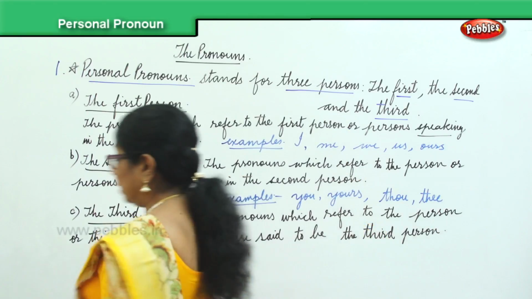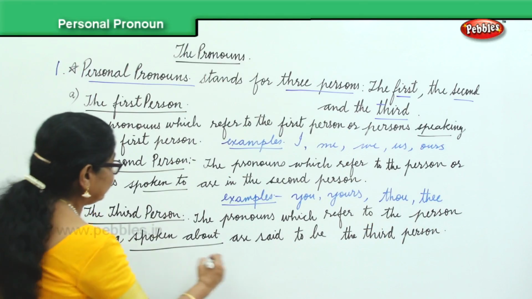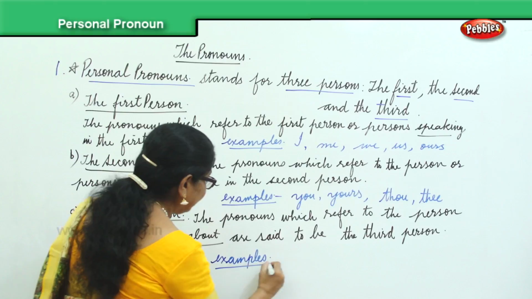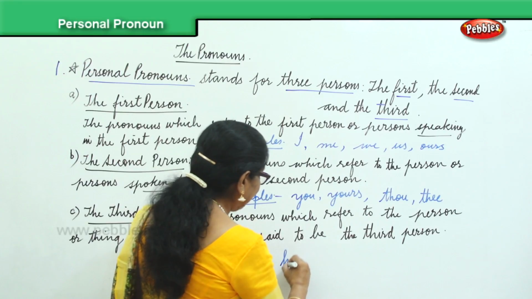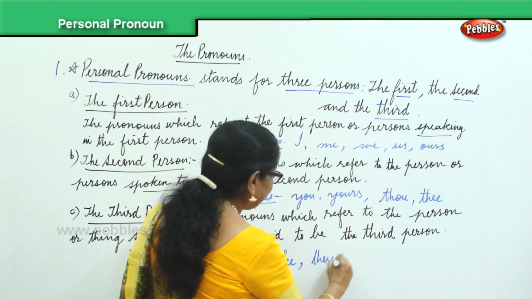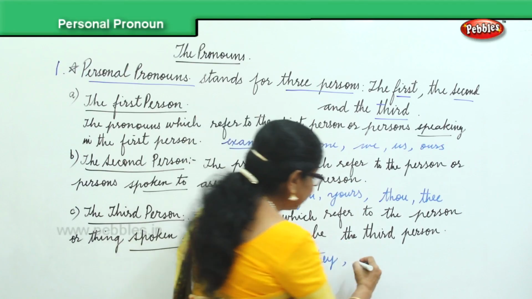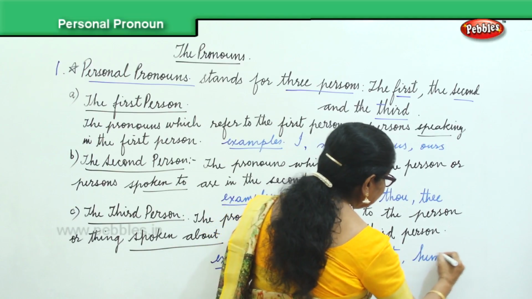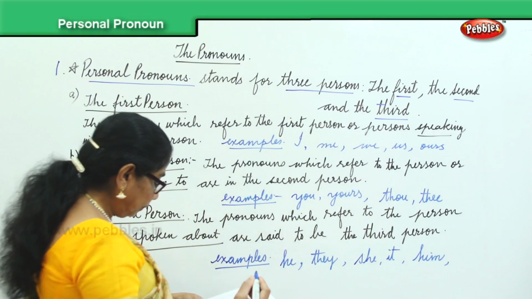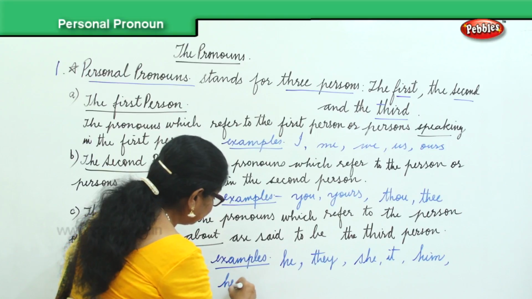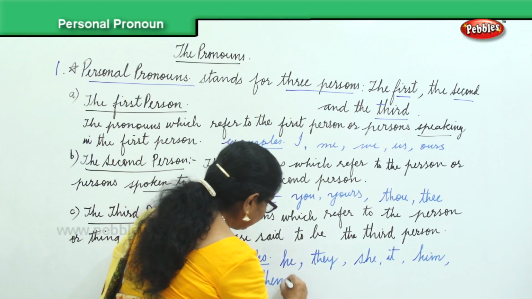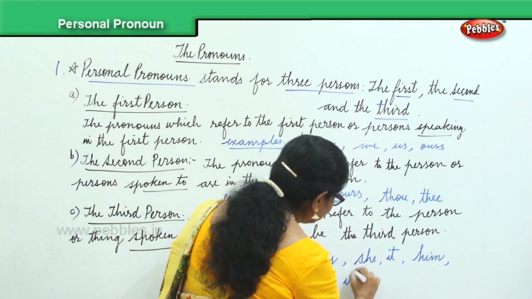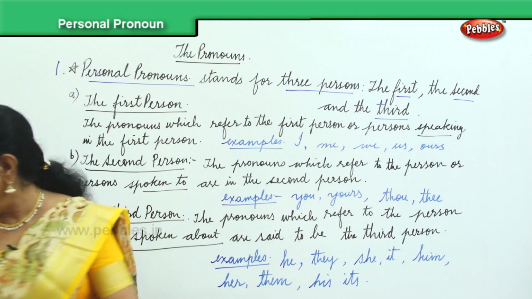And examples of this third person, what are the examples of the third person? He, they, she, it, him, then we have her, them, his, its, and so on.